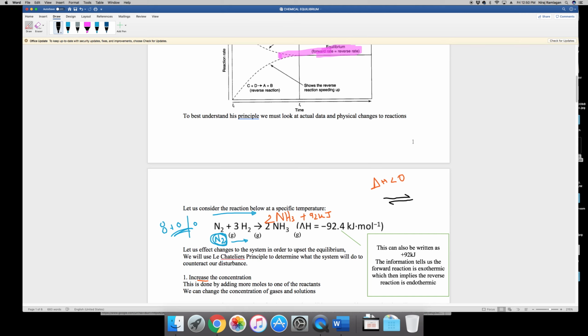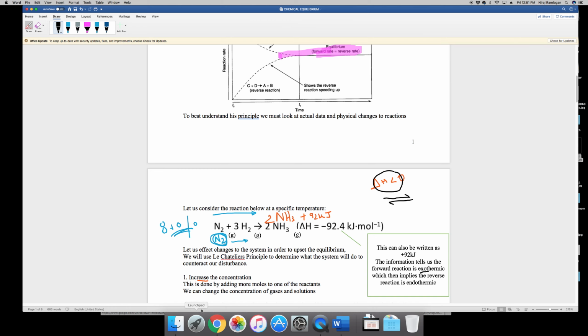This can also be written as 2NH3 plus 92 kilojoules. When you see energy or heat on the product side, it tells me that heat is given off, so it is exothermic. If you see plus heat on the reactant side, it means it is endothermic. And we know that a delta H value that is less than 0 is also an exothermic reaction. So the forward reaction is exothermic, the reverse reaction endothermic.